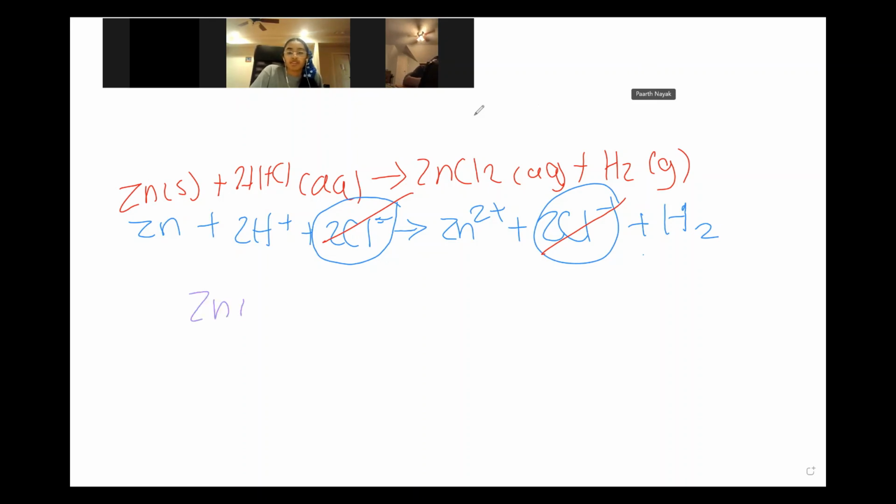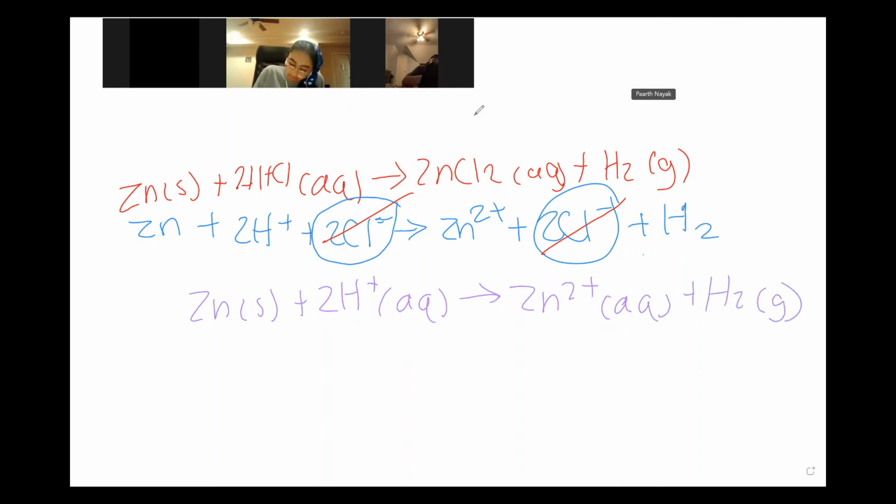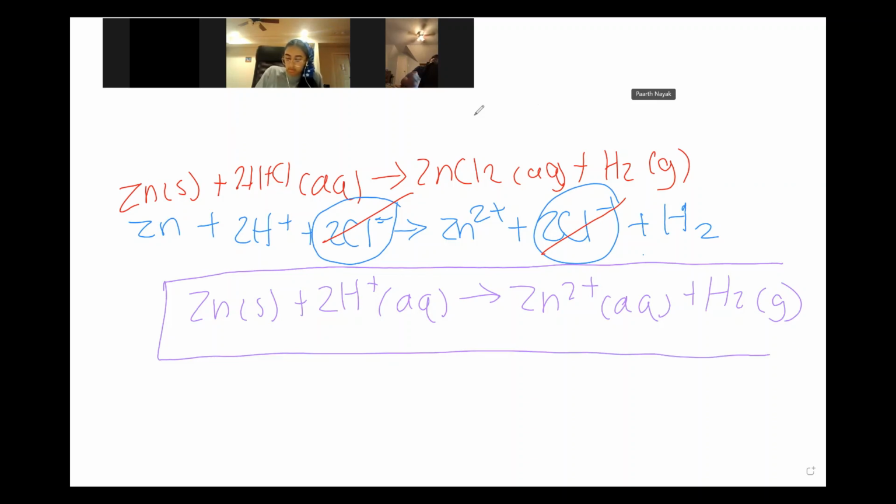This is a very dumb question, but would it be 4Cl minus or no? Oh, wait. There's not a 2 in front of ZnCl2? No, there isn't. Okay, sorry. No problem, it's fine. Zn2 plus aqueous plus H2 gas. This is your net ionic equation. Does that make sense? Okay.